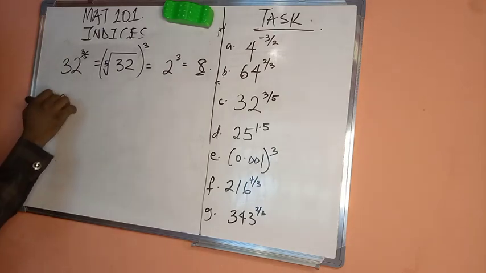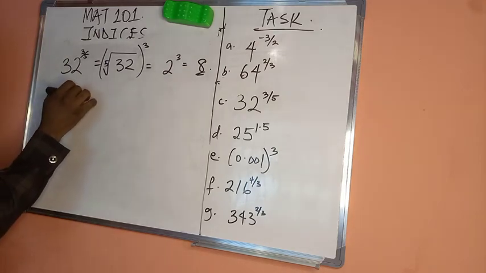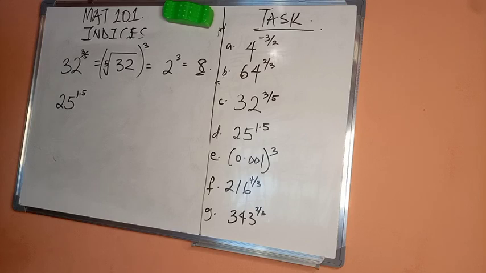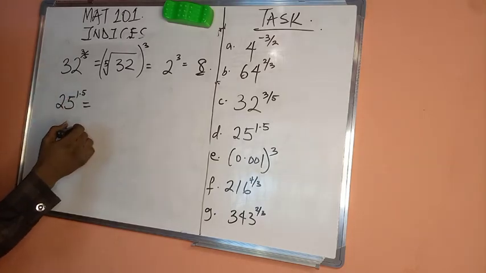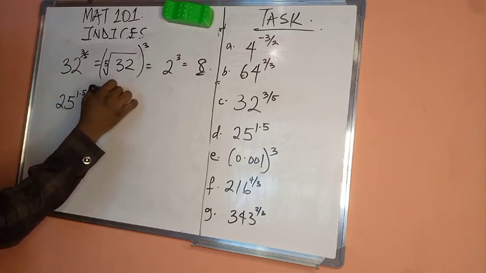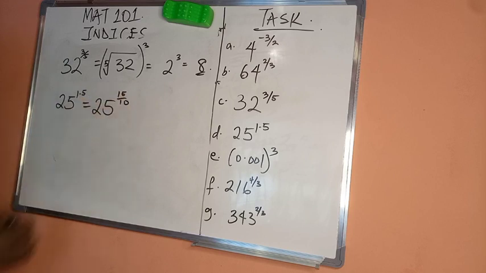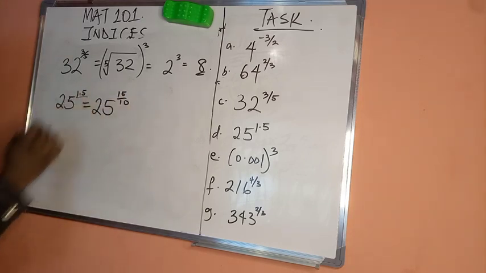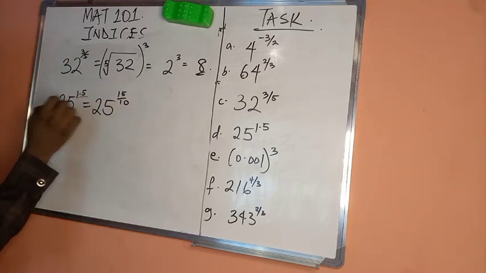D part, we have 25 raised to power 1.5. These are called decimal indexes. Some students will start finding it funny, but all decimals are actually fractions. So let's just convert that decimal in the index to a fractional part. That's 15 over 10. How do we get that? Just put your division sign there, or over.